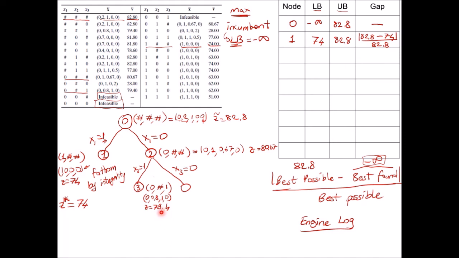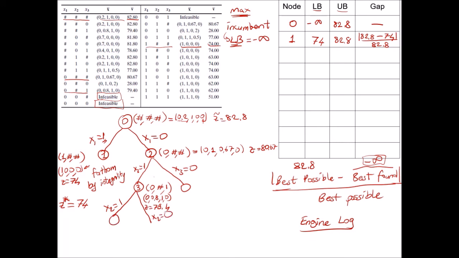79.4. Is it better than my incumbent, which is 74? No, in a maximization problem. So it means that I need to branch. And branch on which variable? There is only one variable which is not integer, which is x2. x2 equal to 1 and x2 equal to 0.